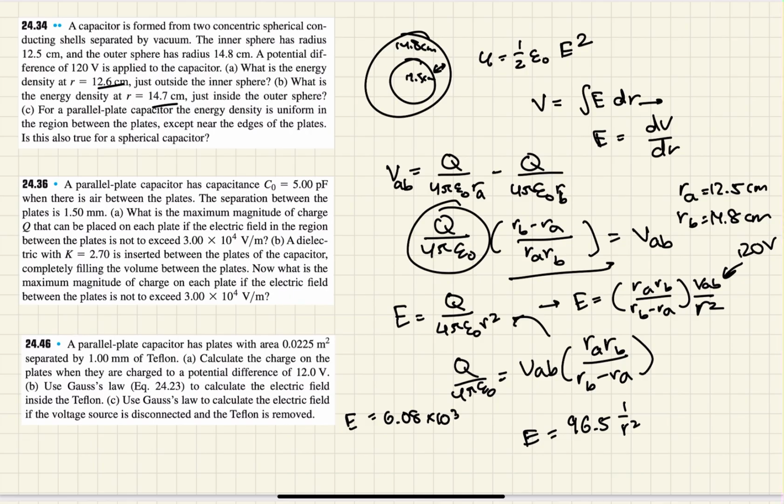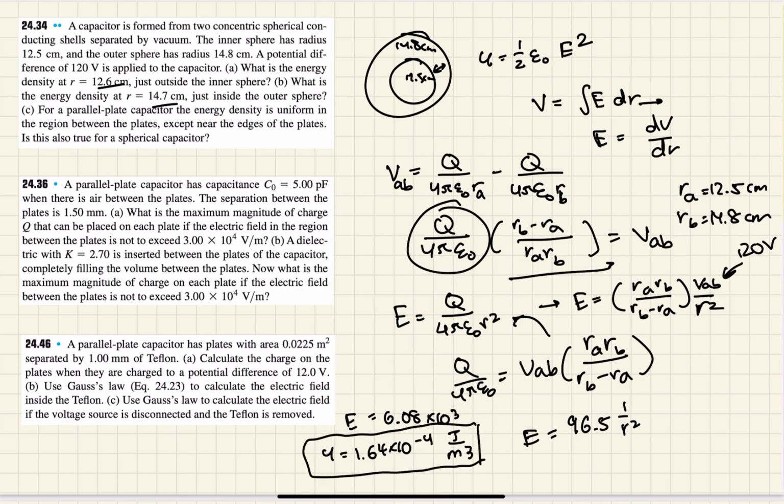And then you plug it into this formula. We know epsilon naught is 8.85 times 10 to the power of negative 12. And we know that E is now 6.08 times 10 to the power of 3. And so we get U, which is energy density, equal to 1.64 times 10 to the power of negative 4. And we know it's joules per meter cubed, because energy density is just energy per volume.